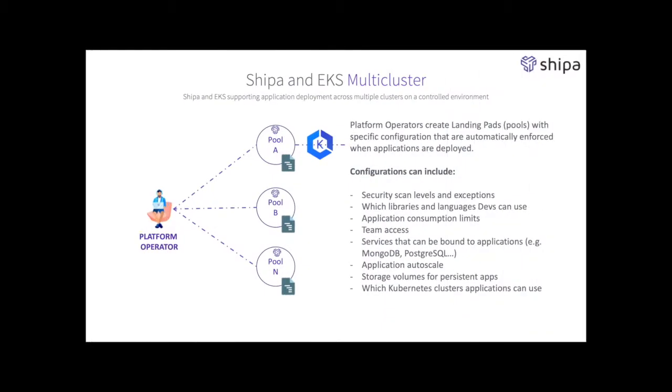When using EKS as your Kubernetes cluster provider, coupled with Shipa, this can easily be solved across platform engineering and development teams. When leveraging Shipa, platform engineers can create multiple landing pads, or pools, that are going to be pointing to multiple EKS clusters. These EKS clusters may have different cluster versions, different regions, and others, but Shipa makes it all agnostic, which allows the platform engineering team to focus on building the controls required by the business.